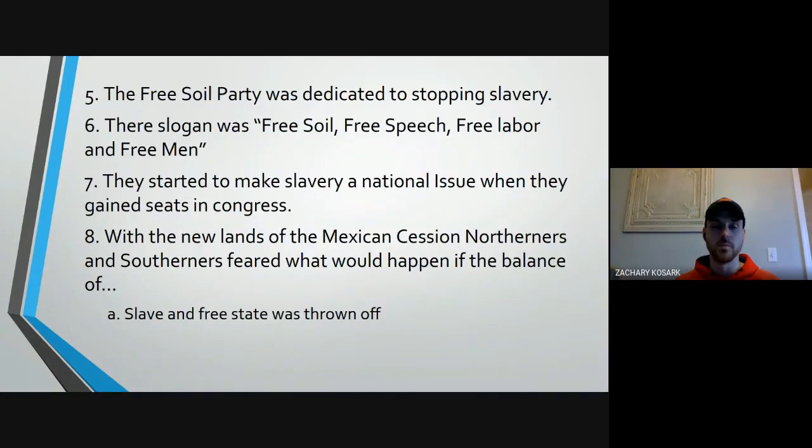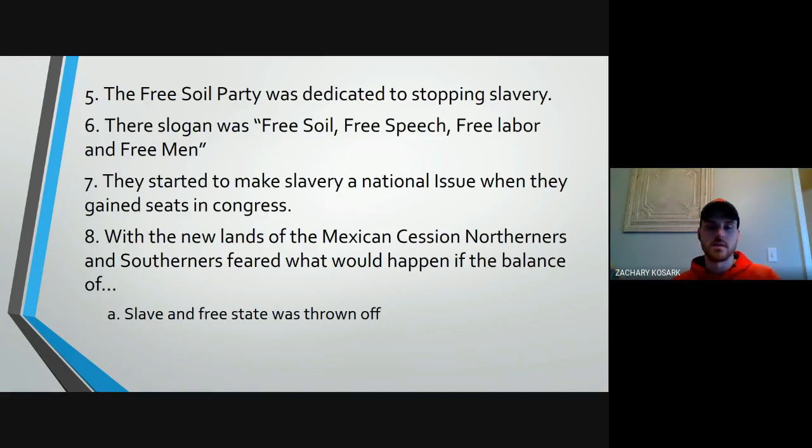The Free Soil Party was dedicated to stopping slavery. Their slogan was free soil, free speech, free labor, and free men. Essentially they just say everything should be no slavery. They wanted to make a national law, and they brought it to national attention. They do start actually winning seats in Congress. They start to make some traction, and the Free Soil Party really gets slavery into the national issue. They don't want to have slavery, they want to ban it.